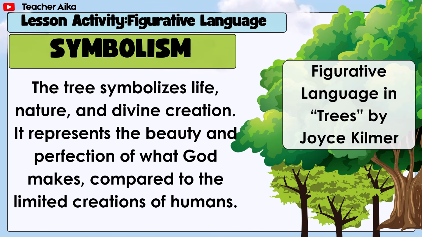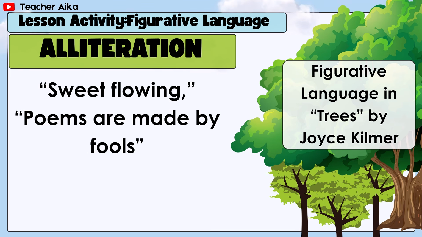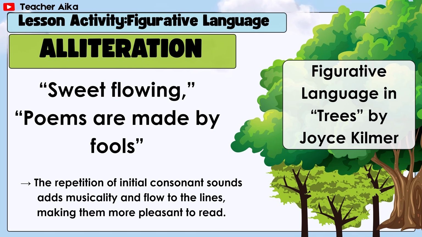Symbolism: the tree symbolizes life, nature, and divine creation. It represents the beauty and perfection of what God makes, compared to the limited creations of humans. Alliteration: sweet flowing, poems are made by fools. The repetition of initial consonant sounds adds musicality and flow to the lines, making them more pleasant to read.